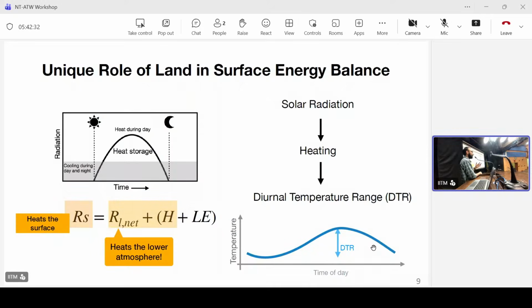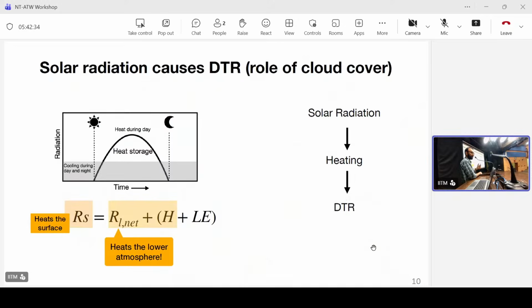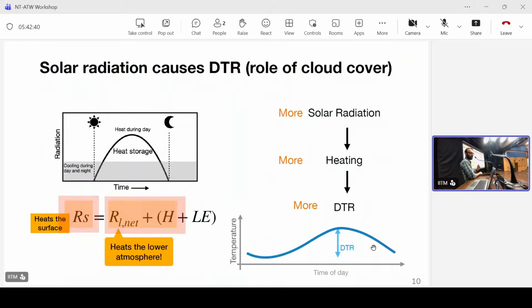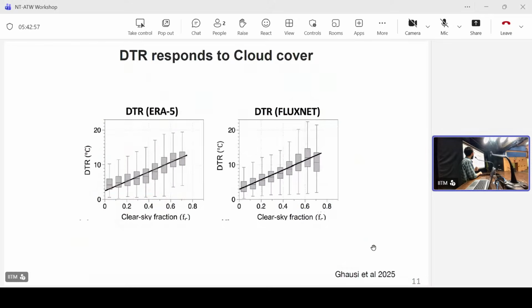And why am I suddenly talking before talking about dryness? Why am I talking about all this? I'll come to that in a bit. But what you can now infer is that on a day when you have more solar radiation, essentially less clouds, you will get more heating of the lower boundary layer, and you will get more diurnal temperature range. So maximum temperatures will be high on a clear sky day. That's what you can essentially infer from this. And you can see this clearly in the observations. This is from a study by Sarosh, where he showed that as clear sky fraction increases, as you have more clear sky days, the diurnal temperature range is significantly higher in the observations.